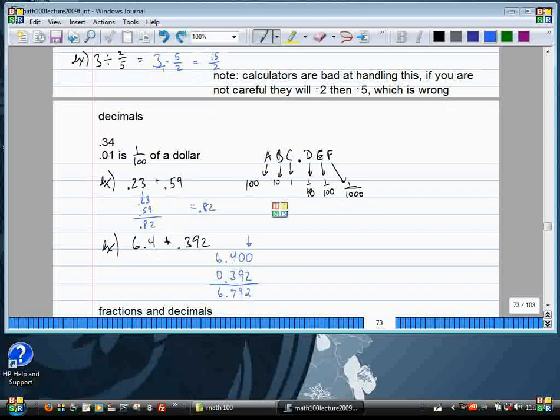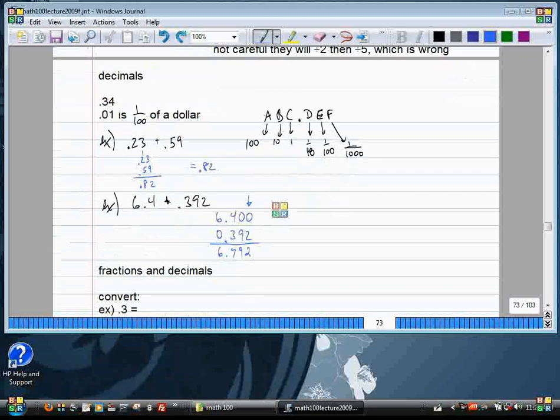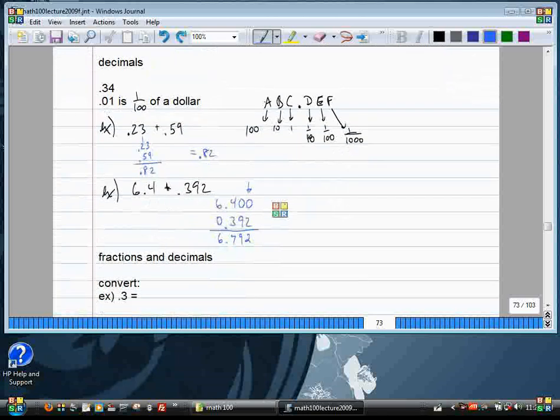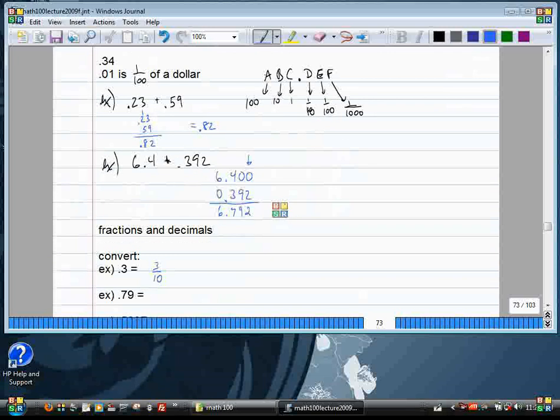Alright. So now some more about connecting fractions and decimals. What is 0.3 as a fraction? That one's easy because we say it's 3 tenths, so we know it's 3 over 10. What about 0.79? One way to read it is 7 tenths and 9 hundredths, but you could also just think of everything as hundredths. 79 hundredths.